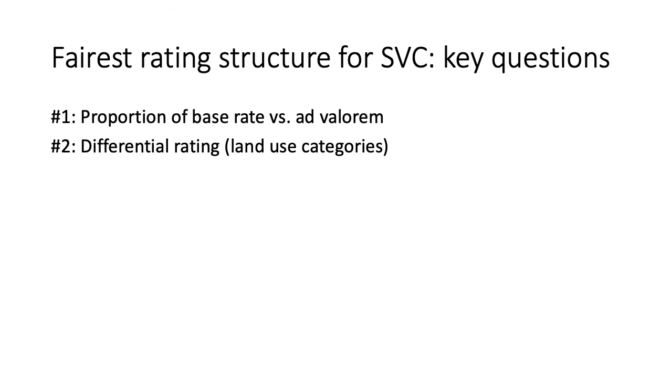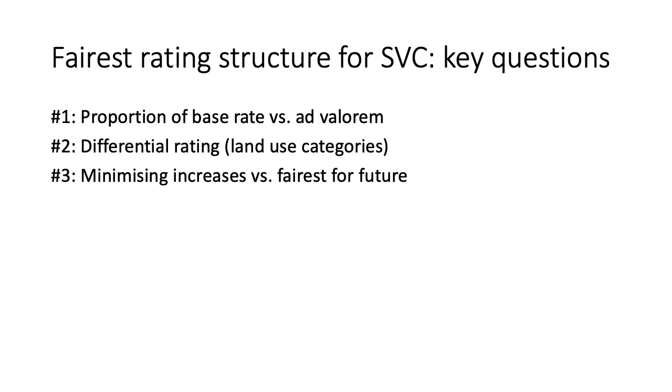The second question we looked at was around differential rating. So how much of the rating burden should different land use categories bear? And we looked at the proposal to shift 10% of the rating burden from business to other land use categories. And the third question we looked at was whether we should be focusing on minimising the increases for ratepayers compared to what they're paying now, or determining what the fairest rating structure is moving forward into the future. And we saw that that is a real concern and something to be discussed in relation to rural residential land.